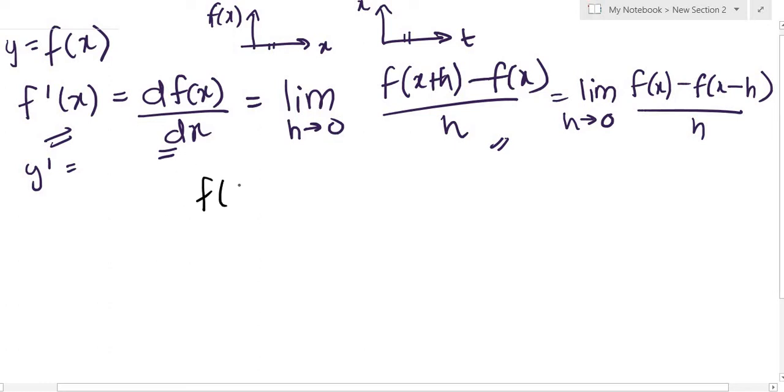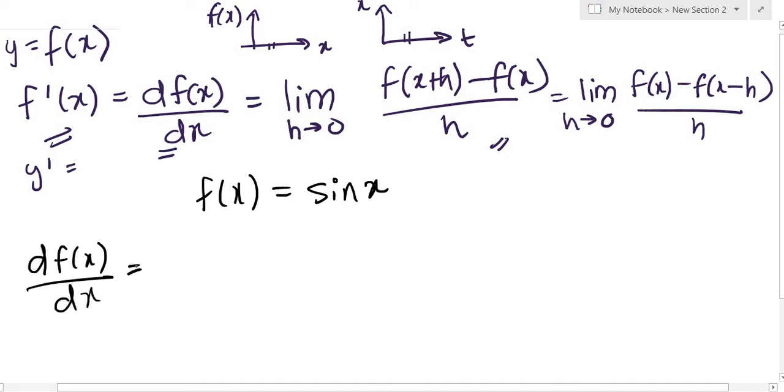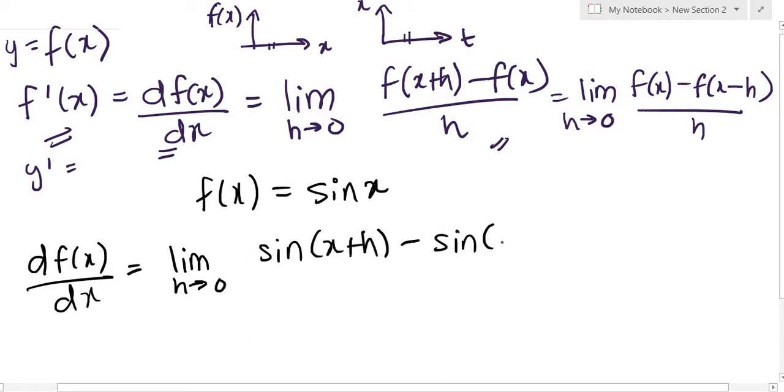Now I'm going to differentiate standard functions with the first principle. So f of x is equal to the sine of x. Okay, and yeah. So df of x over dx, I told you I prefer the Leibniz notation, is equal to the limit as h tends to 0. Just substitute the values of x. So here it's sine of x plus h minus the sine of x all over h.